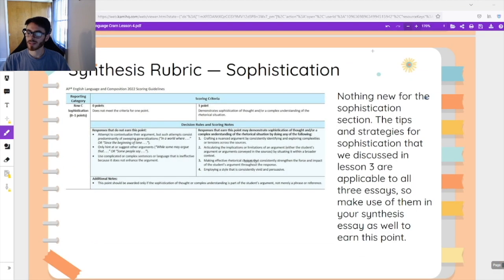The sophistication point is also very similar to what we've seen before. The tips and strategies that we talked about in the previous lesson are applicable to all 3 essays, so those same ideas, you're going to want to use them here as well. Things like varying your sentence structure, making use of synonyms instead of repeating the same word over and over again, strong and specific diction and syntax, using rhetorical devices or strategies in your writing, and anything else we talked about in the previous lesson. That is going to help you earn the sophistication point on your synthesis essay as well.